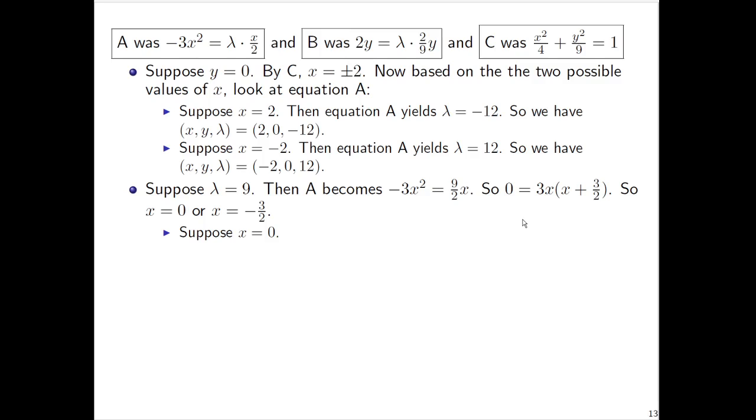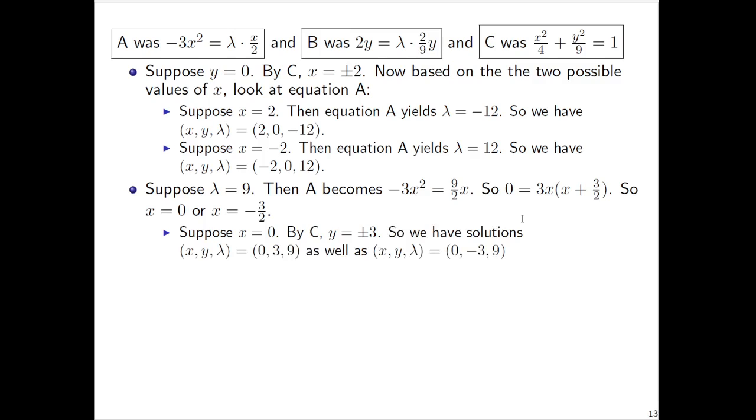So again, lambda equals 9 leads to only two possible values for x. Those values are 0 or negative 3 over 2. So we'll pursue the situation when x equals 0 and see what happens. From equation C, the first term drops out, so we'll get y equals plus or minus 3. So there are these two combos of x, y, lambda. It's 0, 3, 9 or 0, negative 3, 9.